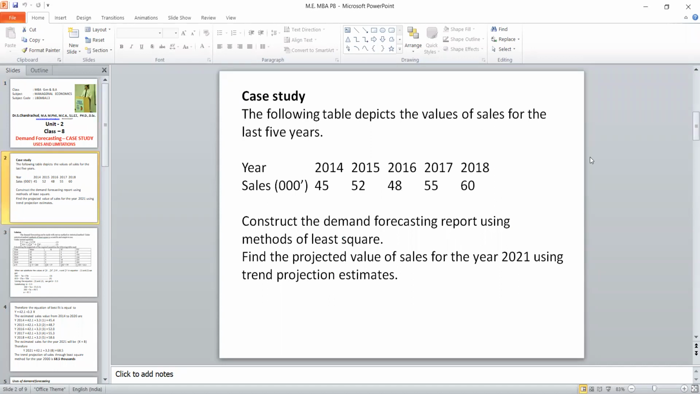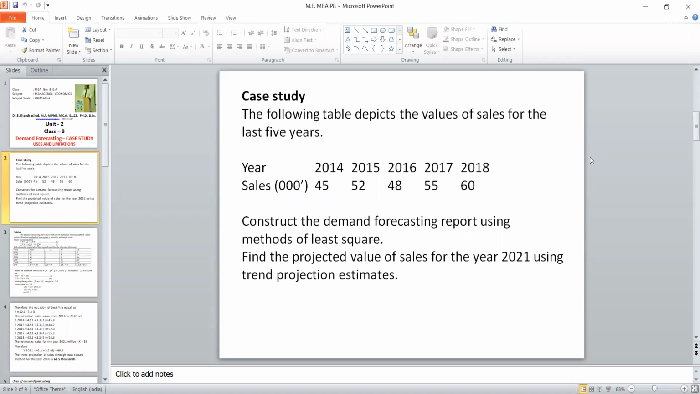In this particular question, they have given the sales of 5 years and they ask you to project what the future sales will be. This was a very simple question. From 2014 to 2018, they have given the sales value, in thousands, and they are asking to project the future sales. So this is the actual demand forecasting. Based on the collected data, we have to project.